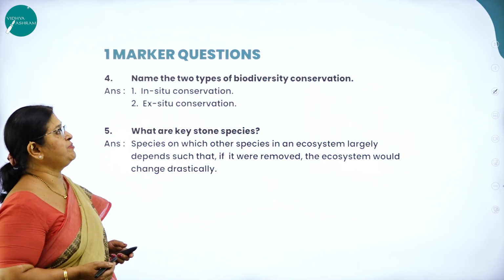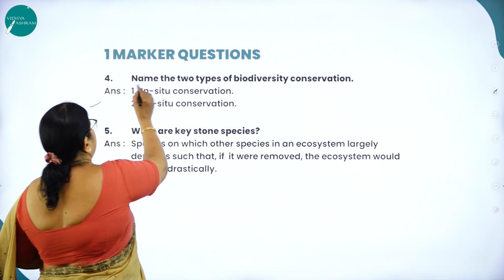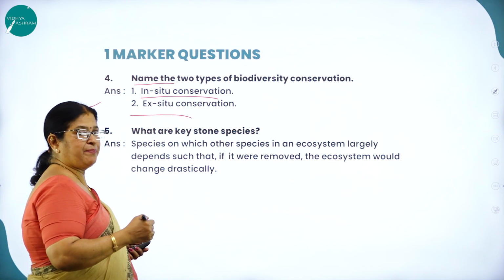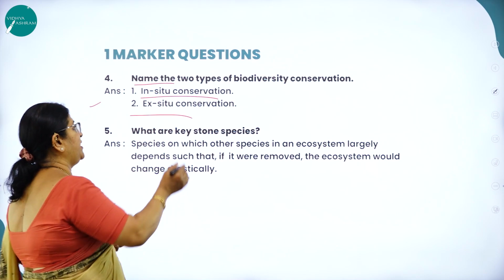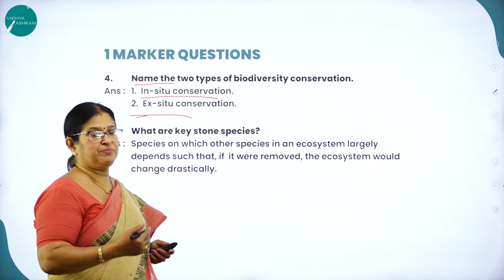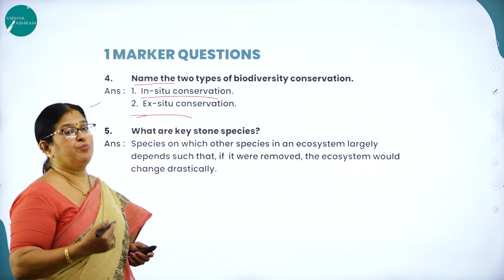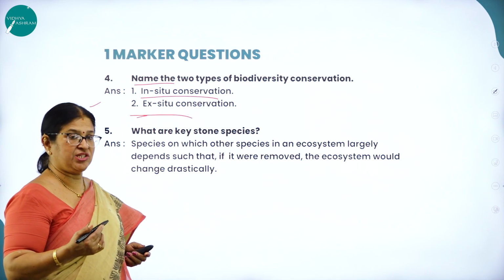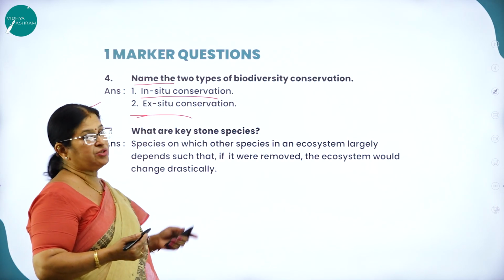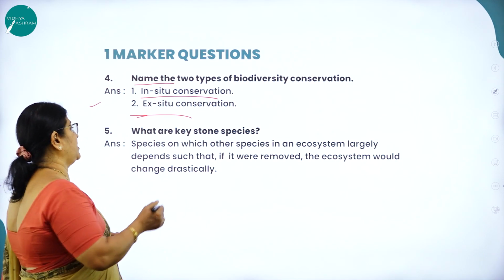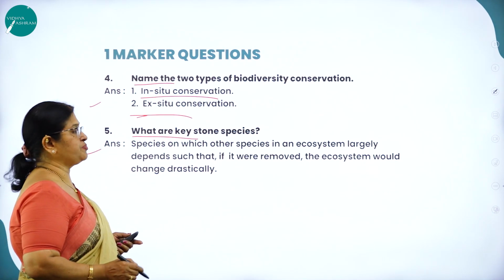Then name the two types of biodiversity conservation, that is in situ conservation and ex situ conservation. You protect the plants and animals in their natural habitat, it's called in situ. Ex situ, we take out the plants and animals from their natural habitat and they are given protection under human care. So an example for in situ is national parks, and for ex situ conservation you can give zoo, botanical garden, etc.